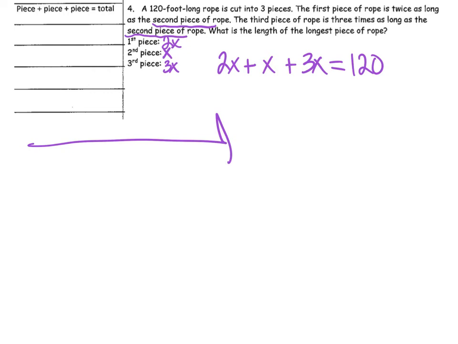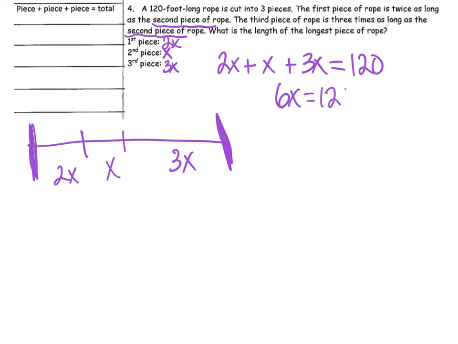Here's what my rope looks like, you guys. 2X is there, X is there, 3X is here. So drawing a picture and cutting your rope up is really helpful as well. Okay, solve the equation. Go for it. 2X plus X plus 3X. Right? 6X equals 120. X equals what?